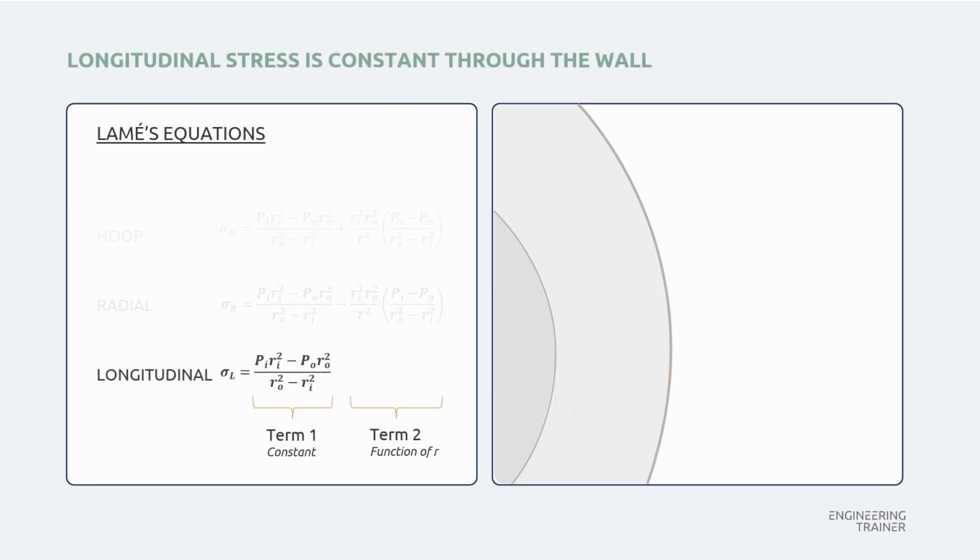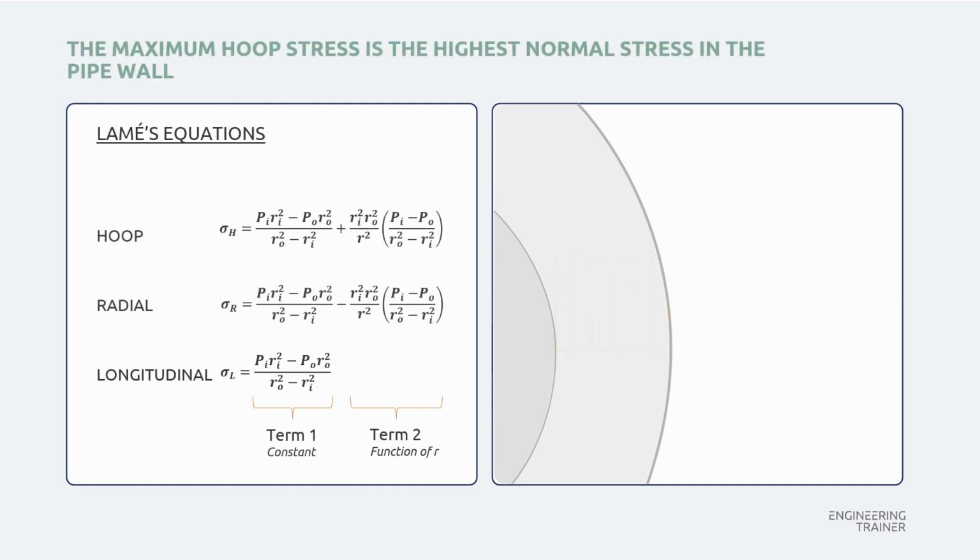Finally, the longitudinal stress is constant through the wall, as it only has a constant factor in the equation, which is not dependent on r. So this results in a stress profile which is constant through the wall. Similar to the equations for thin-walled piping, the highest of these stresses is the hoop stress, or to be more exact, the hoop stress maximum is the highest normal stress in the pipe wall.